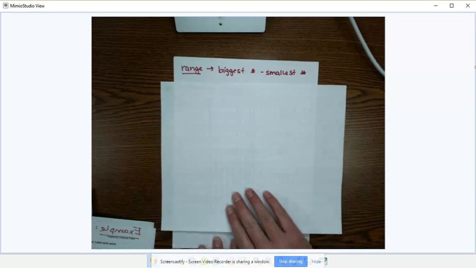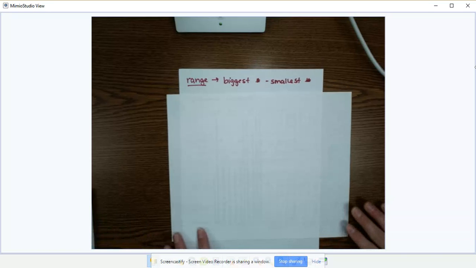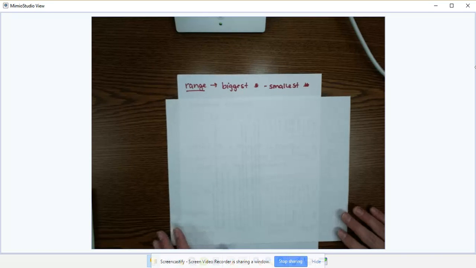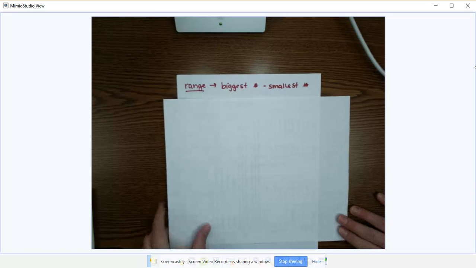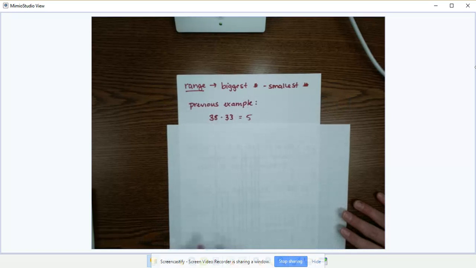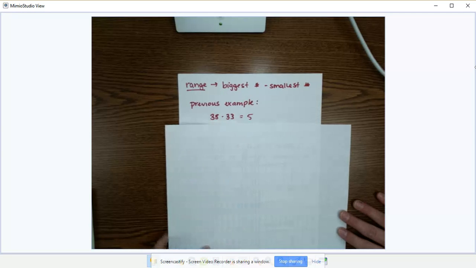Okay, another one that we typically find when we find mean, median, mode is the range. This technically isn't a measure of central tendency. It's a measure of dispersion, which just shows how spread out your data is. But our range is our largest number minus our smallest number. So from our previous example, our largest number was 38 minus our smallest number gives us a range of 5.